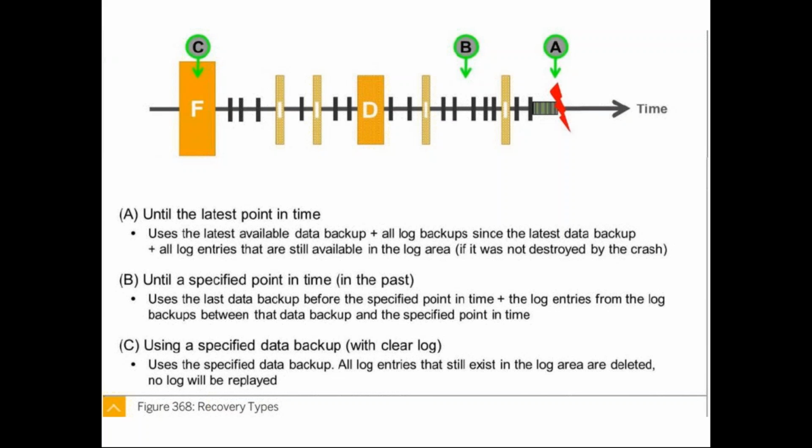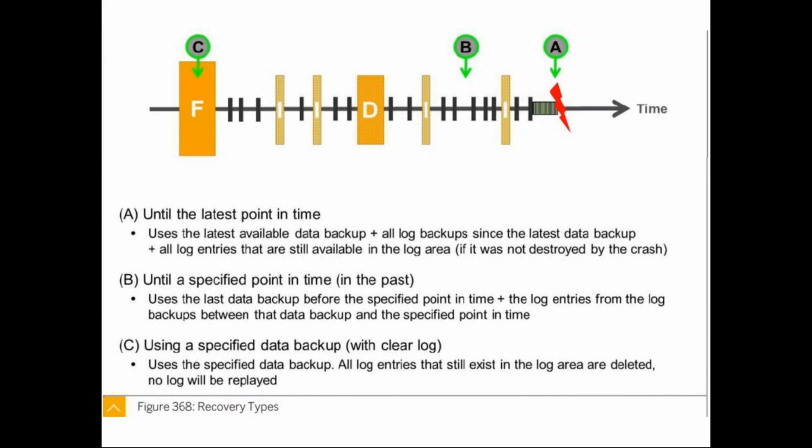So that's the first option here. And then you have until a specified point in time in the past. Suppose this point in time you specify, in the same way it uses the last data backup before the specified point in time. So this complete backup, this differential, this incremental will be used, and then the log entries from the log backups between the data backup and the specified point in time will be used for the recovery.